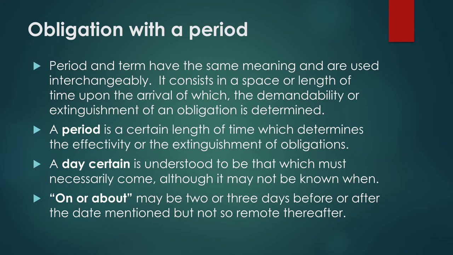So period and term have the same meaning and are used interchangeably. It consists in a space or length of time upon the arrival of which the demandability or extinguishment of an obligation is determined. So a period is a certain length of time which determines the effectivity or the extinguishment of the obligations.